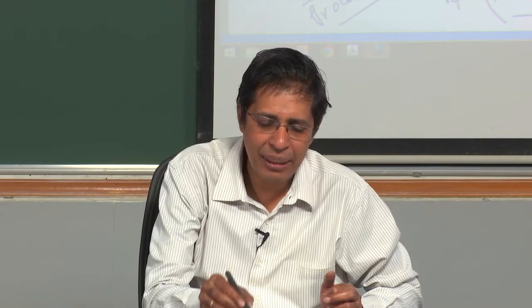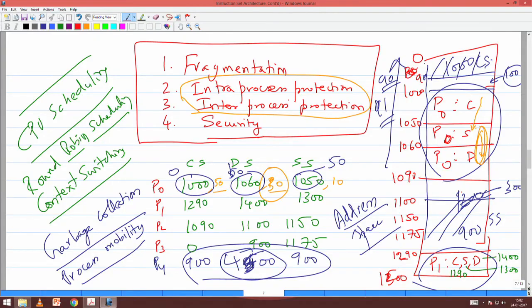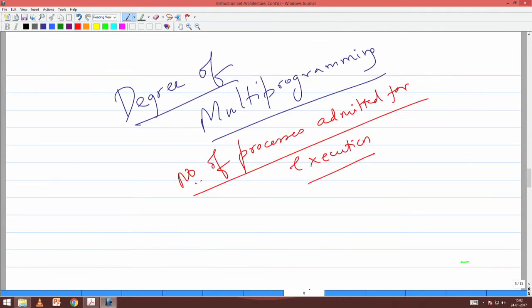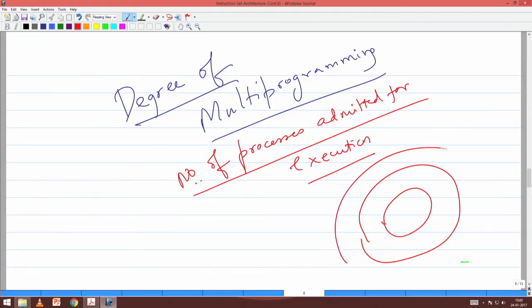So 4 things: fragmentation, intra-process protection, inter-process protection, security. Okay, all these things are clear. Now, no, security is not clear. Why do you nod your head? Right, so we will now talk more about security. Before going to security, we should understand that operating systems are built in layers, right. So a typical layered operating system looks like this.